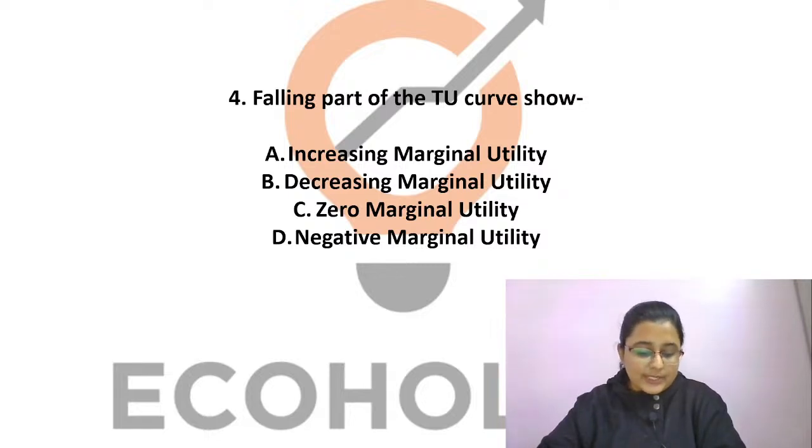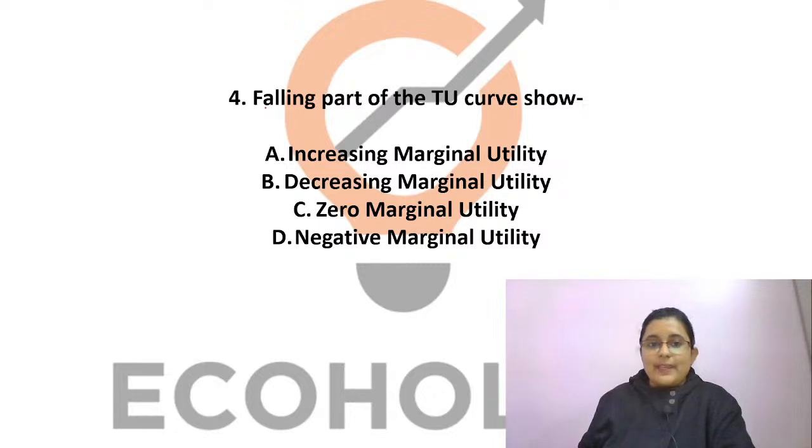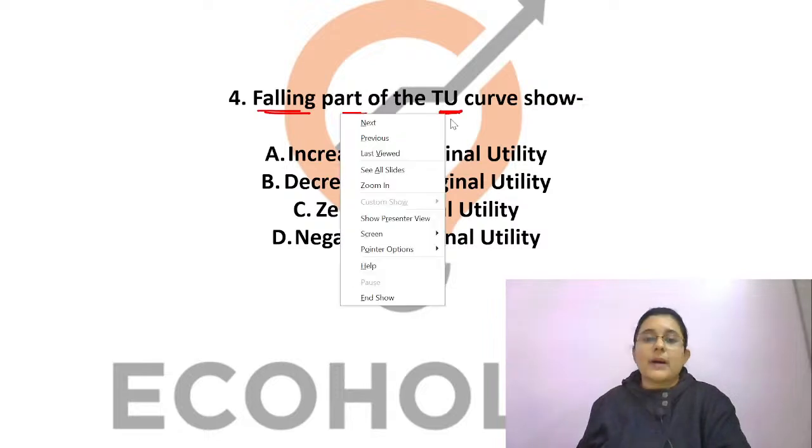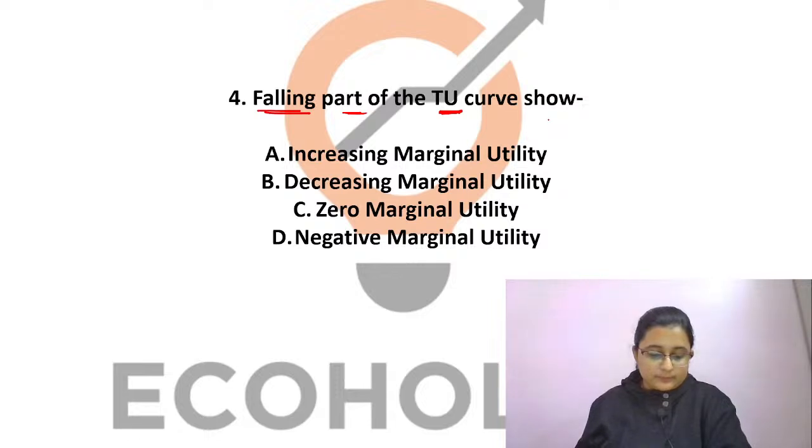So please share your answer in the chat box, whether it will be increasing marginal utility, decreasing marginal utility, zero marginal utility, or negative marginal utility. Please be very careful. Falling part of the TU curve, total utility curve's falling part, what does it denote? Mr. Pankaj Kumar, Mohit, Akhil, Abdur, please share your answer in the chat box.